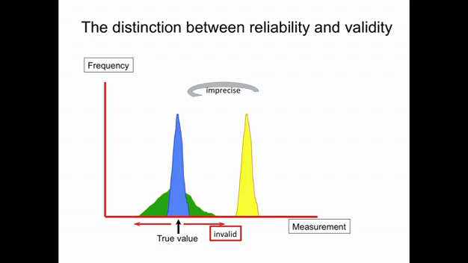This yellow mountain refers to I-Mood scores that are far away from the truth but reasonably close to each other. We can say this is invalid but reliable. This red mountain shows I-Mood scores that are neither close to each other nor close to the true value. We can say that this set of observations represents unreliable and invalid measurements.